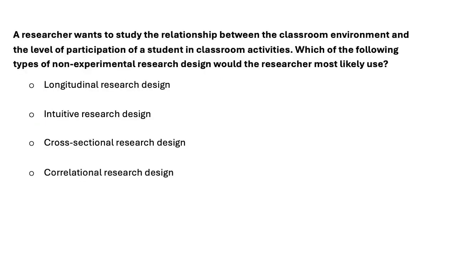A researcher wants to study the relationship between the classroom environment and the level of participation of a student in classroom activities. Which of the following types of non-experimental research design would the researcher most likely use? Would it be longitudinal research design, intuitive research design, cross-sectional research design, or correlational research design? The key phrases here are relationship and non-experimental, meaning the researcher is observing natural relationships without manipulating variables.